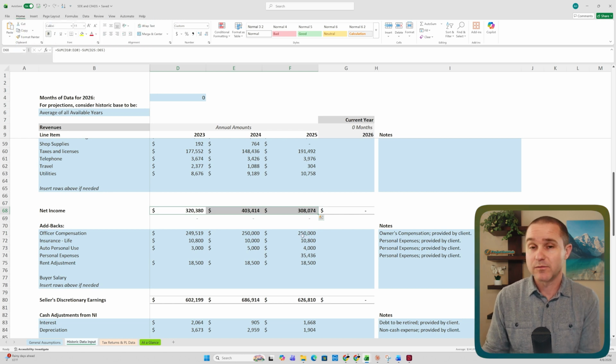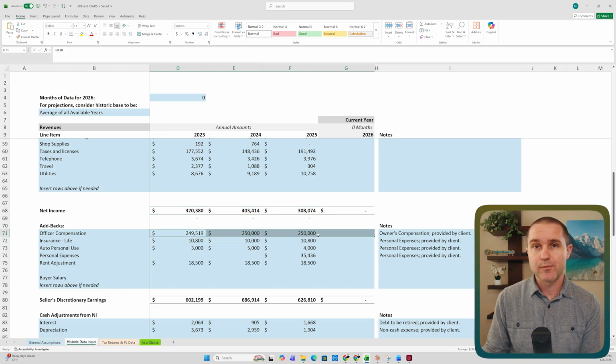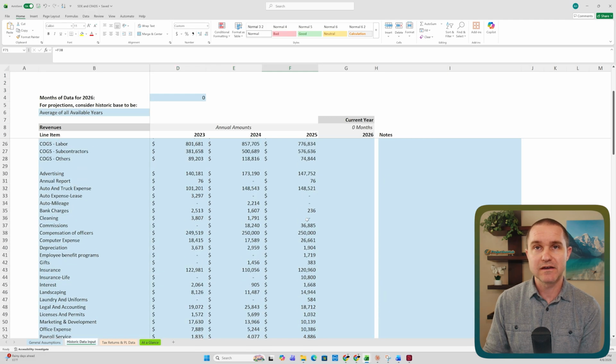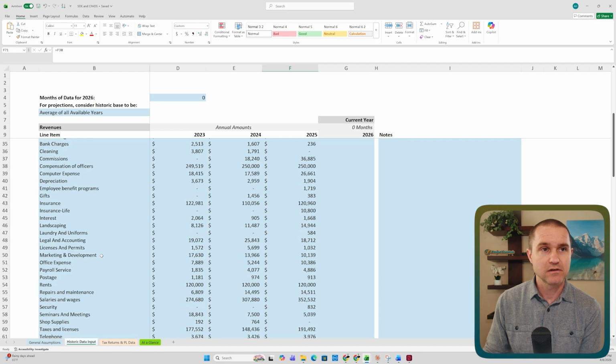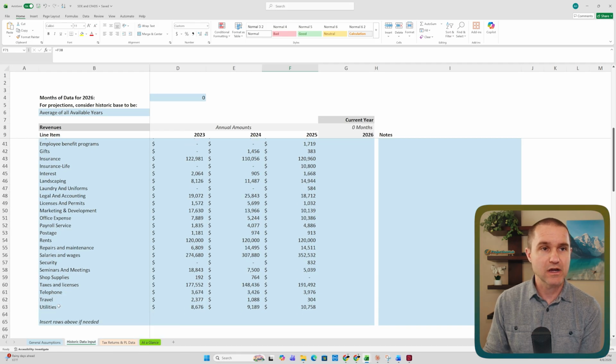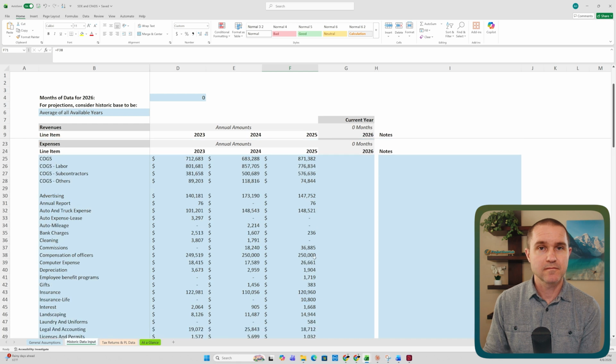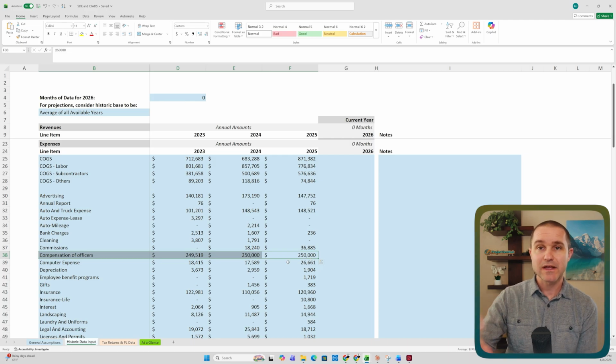Add backs are going to be different based on your specific situation as a seller, but common add backs would be owner's compensation or officer compensation. An important thing I want to point out is that you can only add officer compensation back if it is sitting up here in an expense. So we're going to look for officer compensation in this example, right here, compensation of officers. If it is in the expense, then we can add it back.